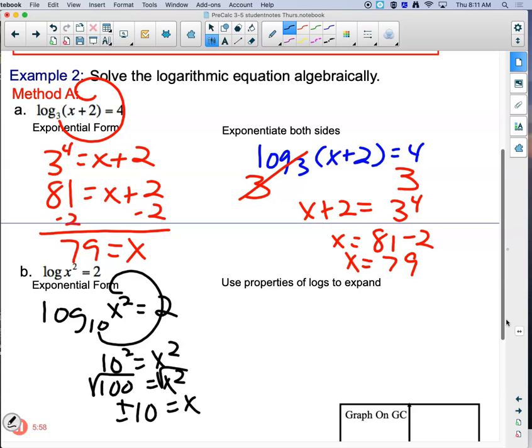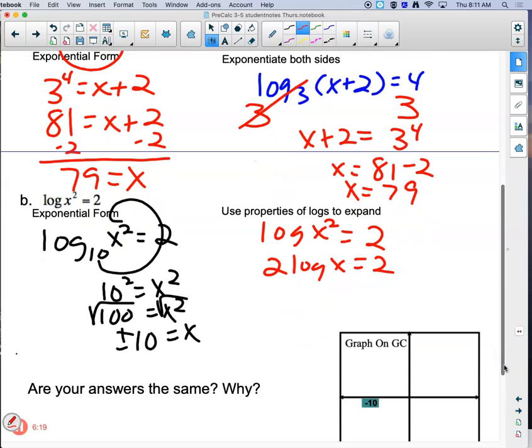Now, if we use the properties of logarithms to expand this and then solve it, here's what happens. That 2 that we see for an exponent in logarithm language is going to be multiplication, so we have to bring that out in front. And then I don't know about you, but I'd say that logarithm is definitely not by itself now, so I would divide both sides by 2.